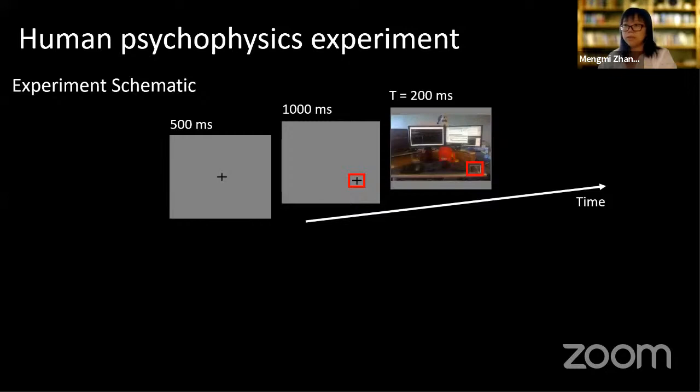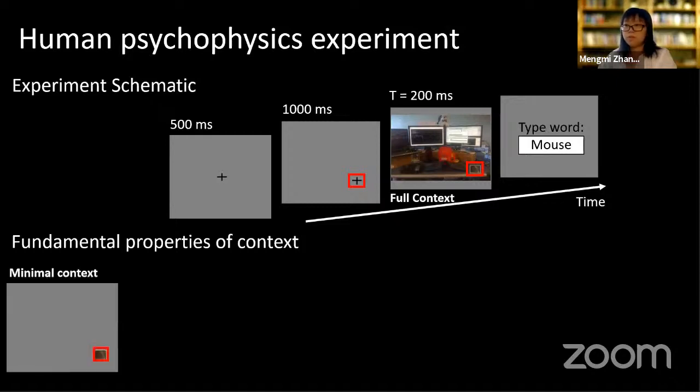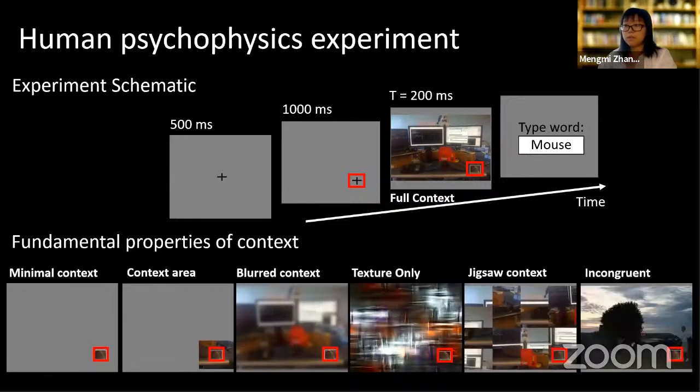To investigate the mechanism of contextual modulation, in addition to the full context condition, we also focus on several other fundamental aspects of context. In each experiment, we alter one aspect of the context at a time and quantify the recognition accuracy in each of these conditions.